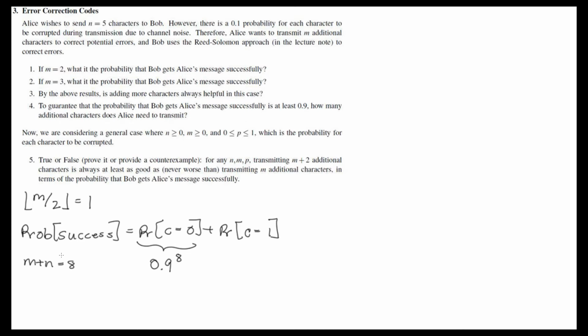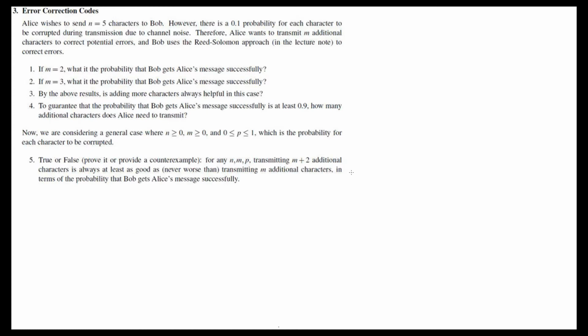And similarly, for the probability that C equals 1, it's exactly the same logic as in part 1, but now we have 8 choose 1 times 0.1 times 0.9 to the 7. So if we add these together, we end up getting probability 0.81 of success.